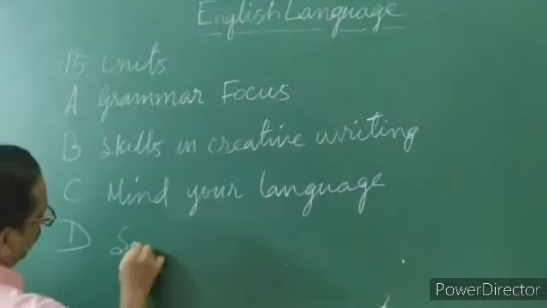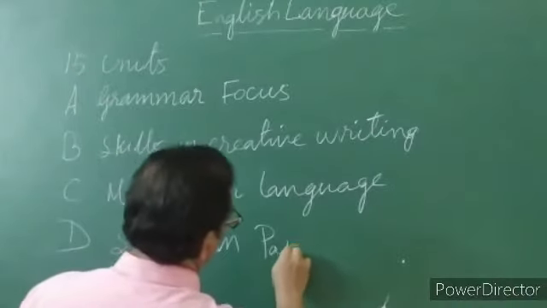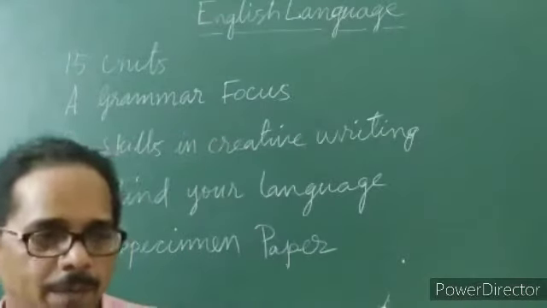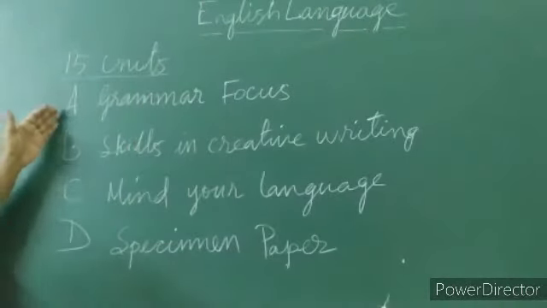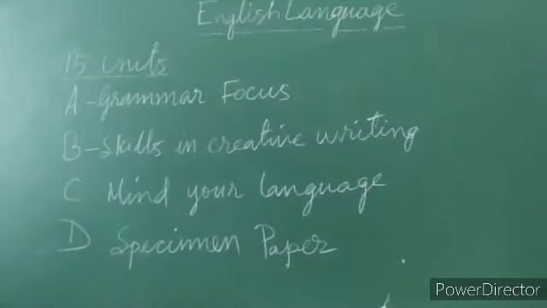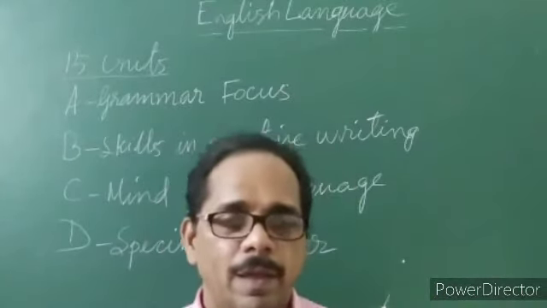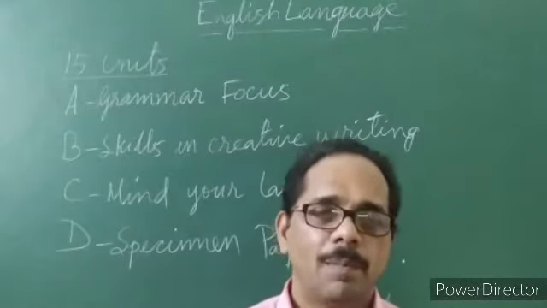And D, specimen passage. Specimen paper. So this is the structure they have devised. The structure is very systematically planned. 15 units. Every unit has got 4 sections. A is grammar focus, focus only on grammar. B, skills in creative writing. C, mind your language. And D is specimen paper. Here they will be giving you a model paper which will be coming in your board exam. So it will be helpful for you if you are able to answer them and practice them. So that is how they have planned it out.